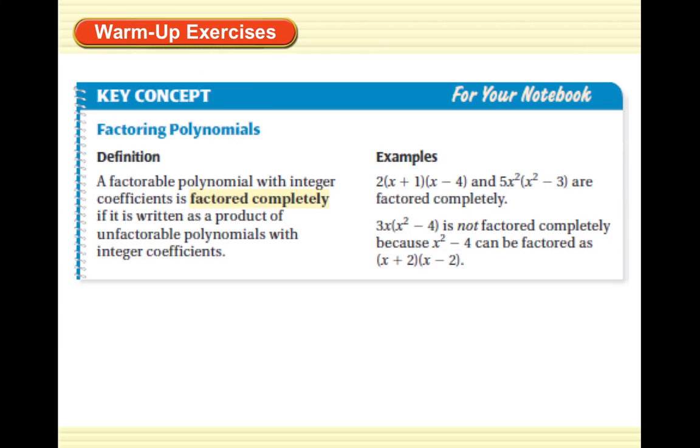The big one is showing at the bottom, 3x times x squared minus 4 is not factored completely, since we can continue to factor x squared minus 4. And then you'll see the previous example where 5x squared times x squared minus 3 were factored completely, since x squared minus 3 cannot be factored any further.